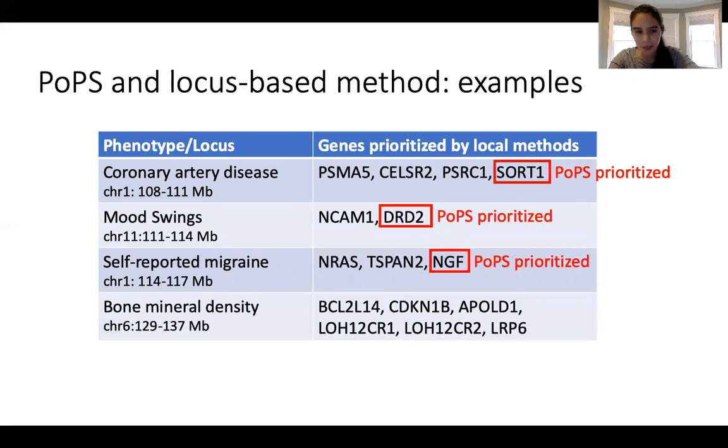And then the last example that I'll present here is for bone mineral density, where the locus-based methods disagreed, picking out 6 different genes, and then POPS prioritized LRP6, which is known to be involved in bone formation, and which was implicated here because of some Wnt signaling pathways and because of PPI connections to genes involved in Wnt signaling.